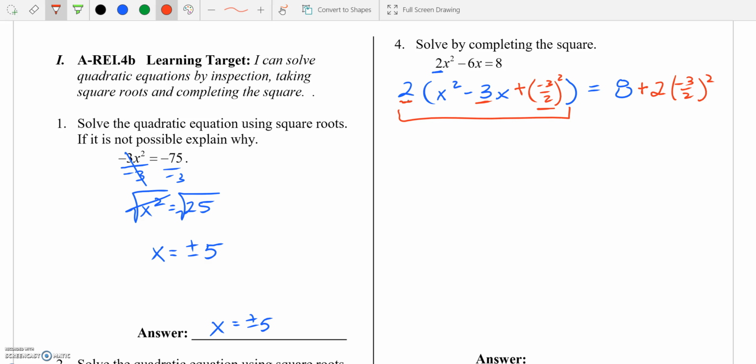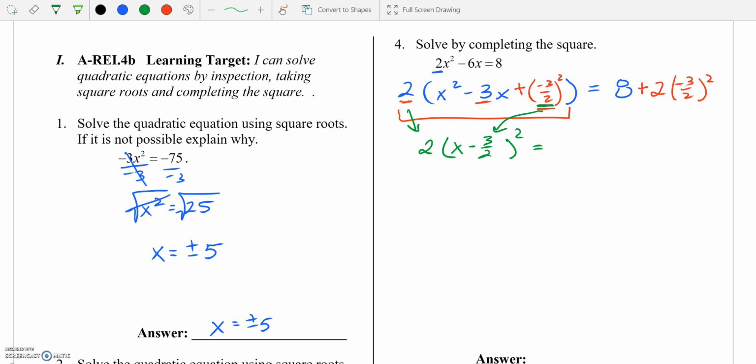Now I can go ahead and factor this. This will always turn into, we're going to bring the 2 down, and the inside of the parentheses is always going to be in this form: something to the second power, and that something is going to be x and whatever is inside this parentheses, so it's -3 over 2. Always, always, always. That just comes straight down.